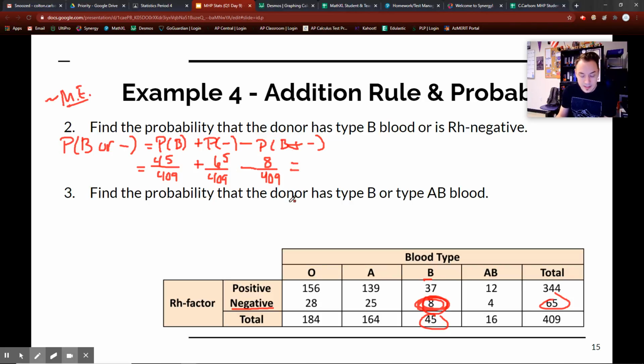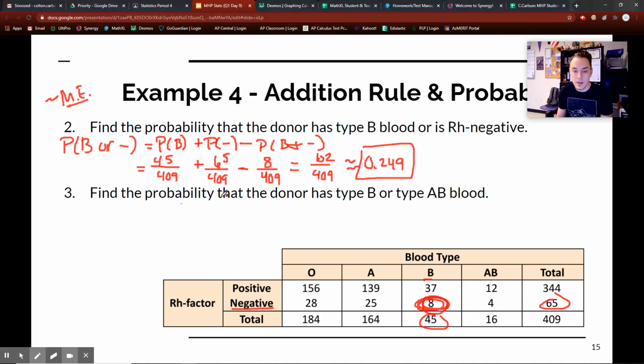So what does this equal? This equals 45 plus 65 minus 8. That equals 102, over 409. This simplifies down to 0.249. So about 25% of those have a type B blood or an Rh negative.